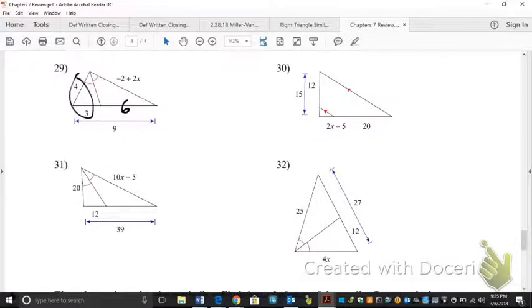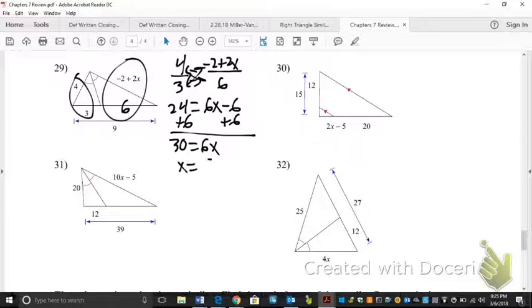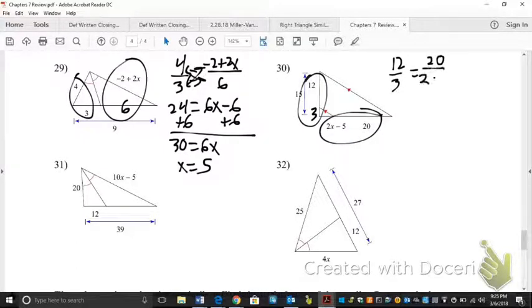29. So again, here we need to find that missing length. So we're going to go 4 over 3 equals negative 2 plus 2x over 6. Cross multiply. We get 24 equals 6x minus 6. Add 6 to both sides. We get 30 equals 6x. Or x equals 5. Number 30 now, notice there I forgot to plug x back in. Don't worry, at the end of the slide I will go back and do so.